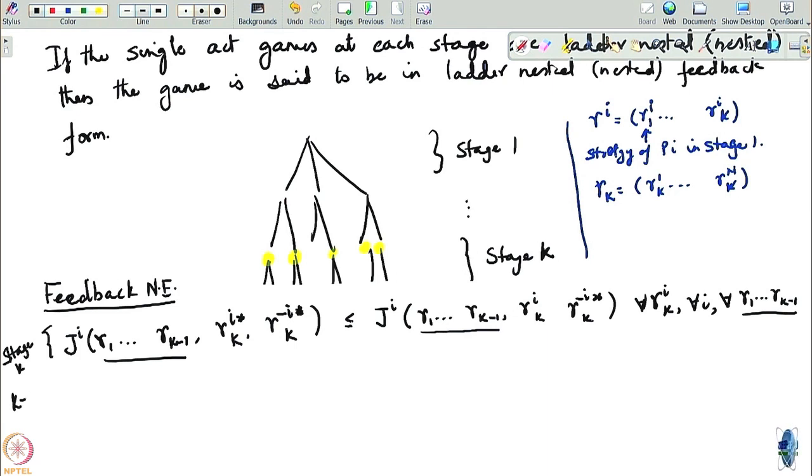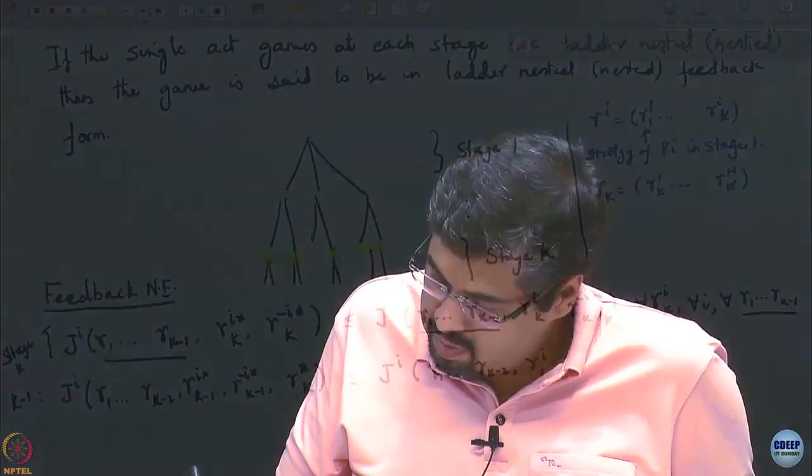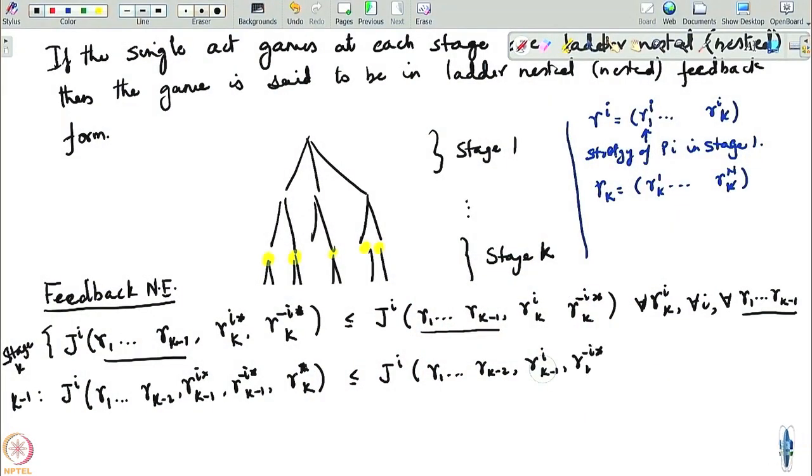Now let's write it for stage k minus 1. Can you tell me what I should write for k minus 1? For k minus 1, I now have profiles up till stage k minus 2, but k minus 1 is anticipating the equilibrium from stage k. So here I would have gamma I star k minus 1, gamma minus I star k minus 1, and then gamma star from stage k. This is less than or equal to gamma I k minus 1, gamma minus I star k minus 1, gamma star k, and I don't need a star on gamma I here.